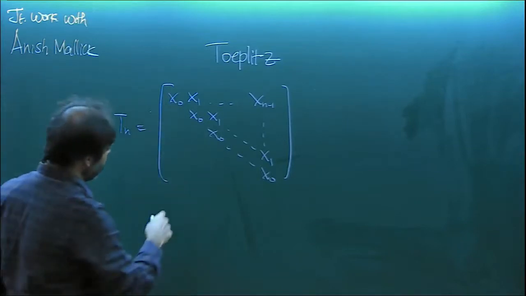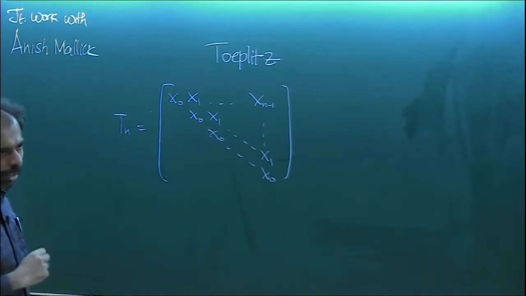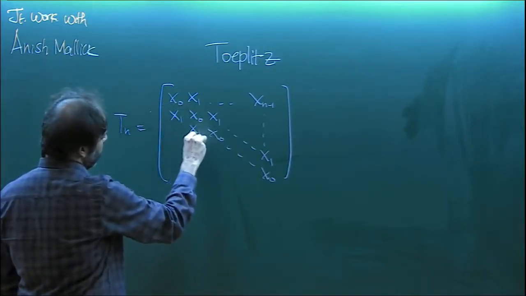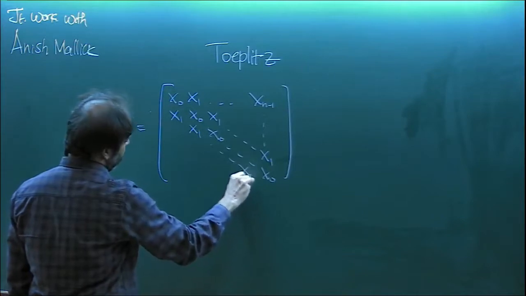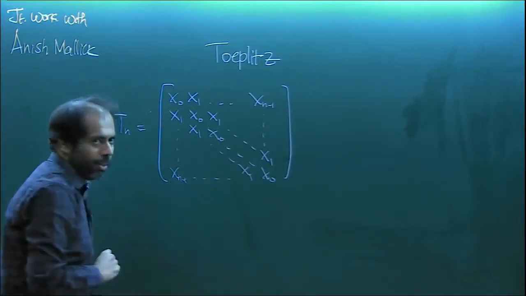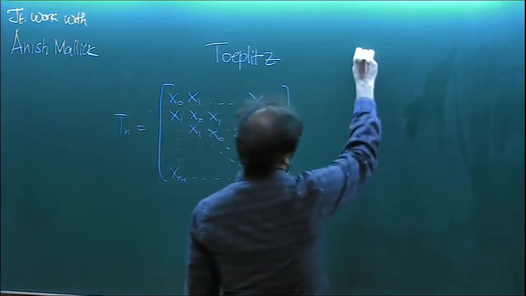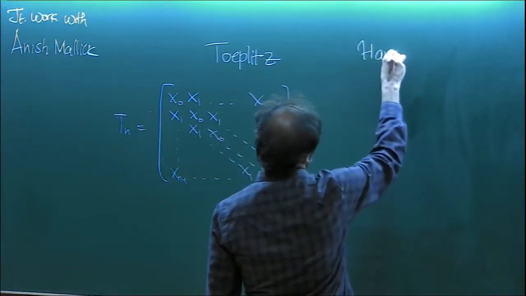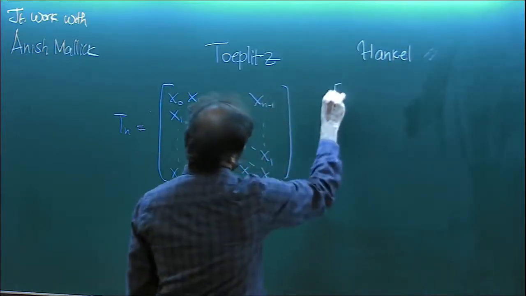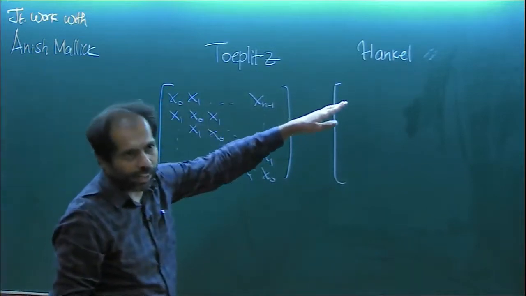There will be other variants, but in this talk we'll only consider real symmetric Toeplitz matrices. So I'll put the same x1 here also. This is what a Toeplitz matrix looks like. And the other object is the Hankel matrix. What is a Hankel matrix? The entries are constant along the anti-diagonals.